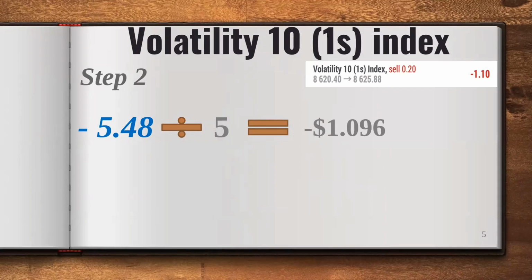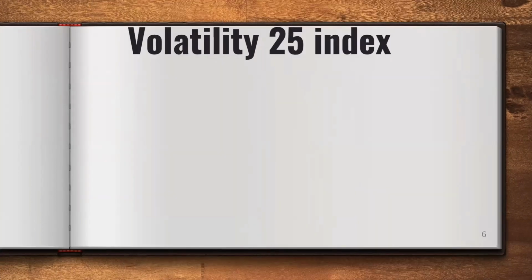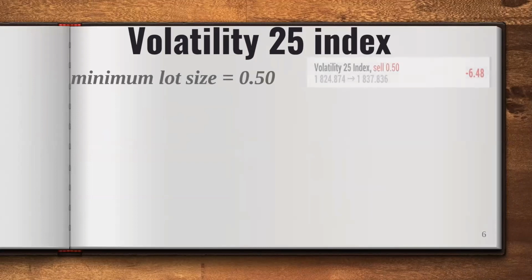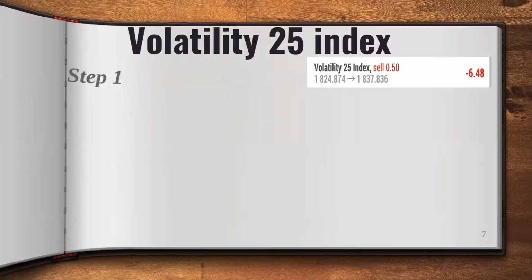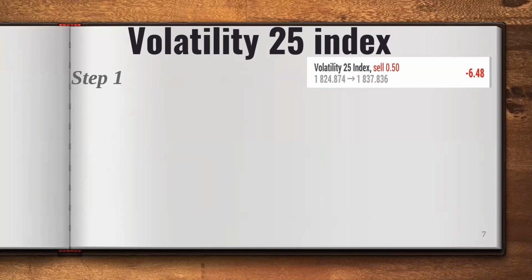Coming to our second pair, and that is Volatility 25 index. First, it is important to note that the minimum lot size of Volatility 25 index is 0.50. Using the trade appearing on the screen right now, we see that our entry was 1824.874 and our exit point here was 1837.836. Noting that down, the following are the steps to calculate risk or reward on Volatility 25 index.